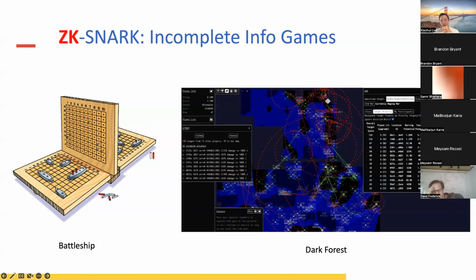Is there any usage of zkSNARKs like this in practice, like in a commercial setting?